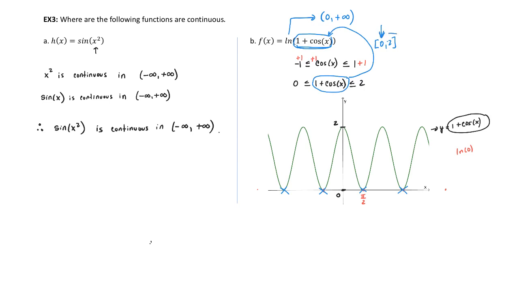And this is what is going to go inside of the logarithm: numbers between 0 and 2, including 0. And 0 happens at infinitely many x values. So we have to exclude those x values. So then we will say that ln of 1 plus cosine of x is continuous for all x except x values that are equal to pi over 2 plus 2 pi n.